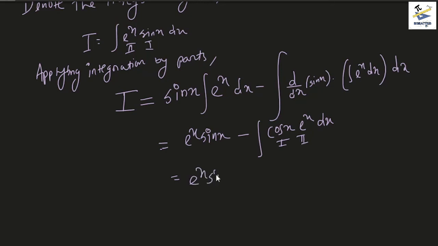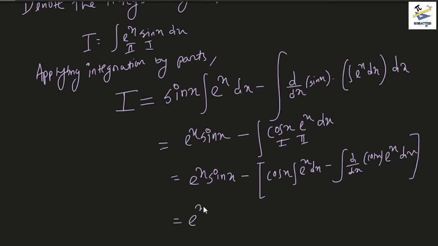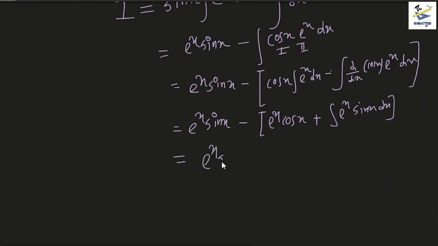Notice how we have to do integration by parts twice here, and you will see why. It becomes cos x into the integration of e to the power x dx minus the integration of d/dx of cos x, and as you know the integration of e to the power x dx is just e to the power x. So it becomes e to the power x sin x minus e to the power x cos x, and d/dx of cos x is minus sin x, and minus becomes plus. It becomes e to the power x sin x dx. And if you take it out of the bracket, what we get is e to the power x sin x minus e to the power x cos x minus the integral of e to the power x sin x dx.